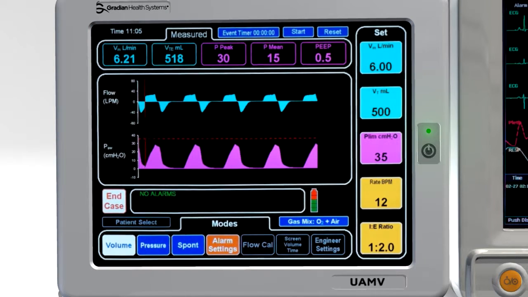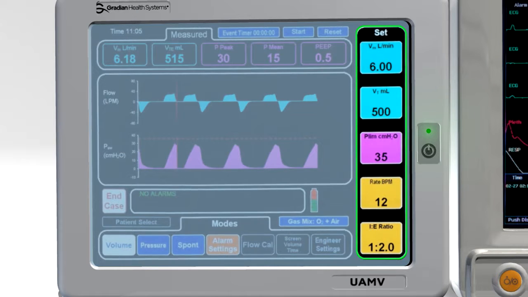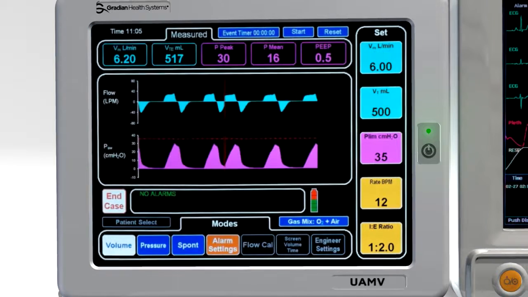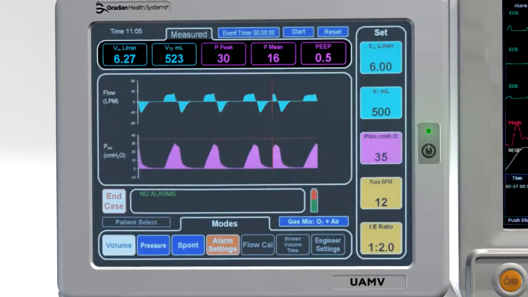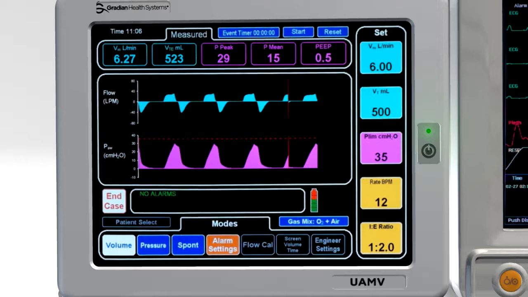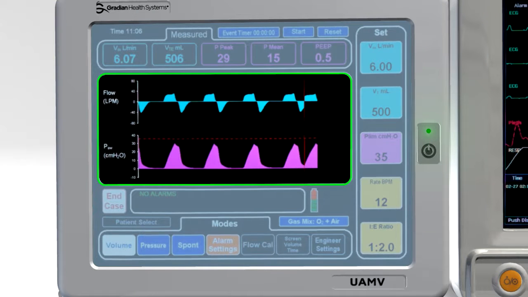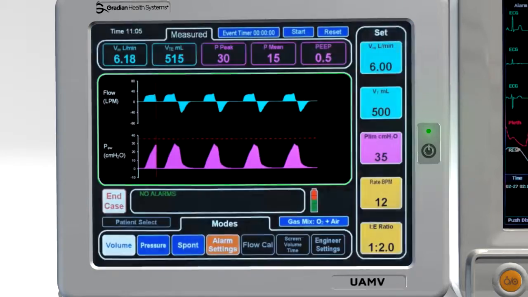Delivery settings are grouped together. Volume, pressure, rate, and IE ratio are individually adjustable. Output measurements appear at the top and show volume, pressure, and PEEP values. Several graph options are available to plot flow and pressure versus time, as well as compliance loops.